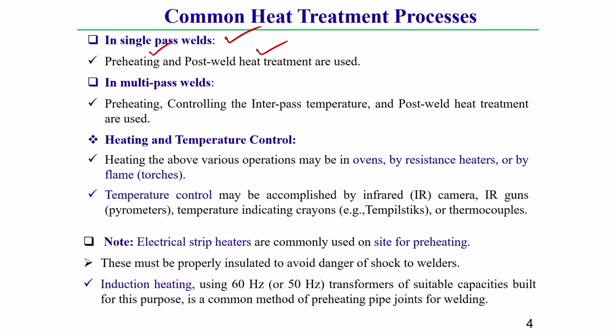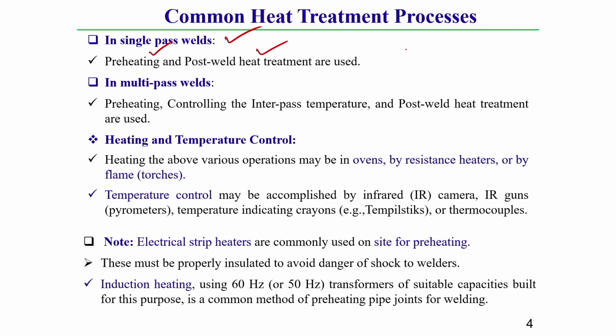Single pass means that within a single run the top and bottom reinforcement is achieved. Generally it is used for lower thickness plates. This you should keep in mind. That means here your weld bead geometry will be within a single pass, and you can get top and bottom reinforcement. Now, multi-pass welding generally requires multiple passes to complete the welding. This is generally used for thick plates.